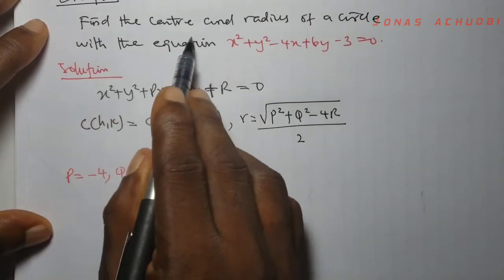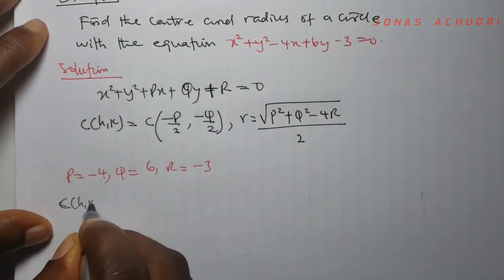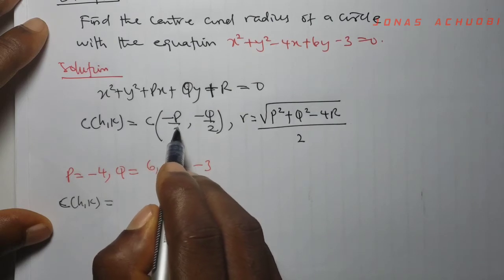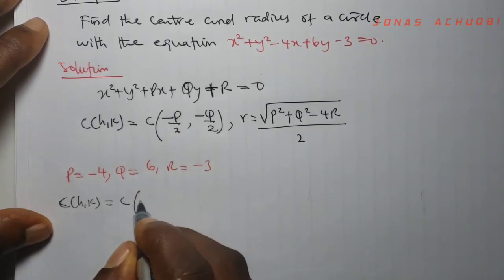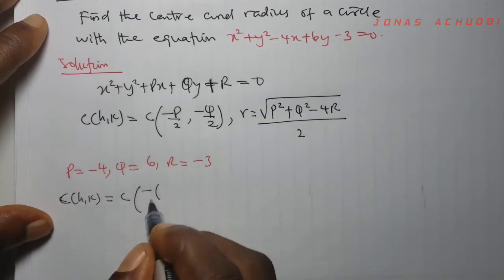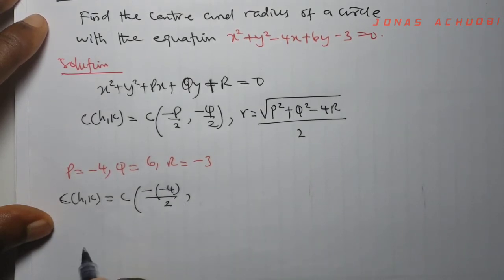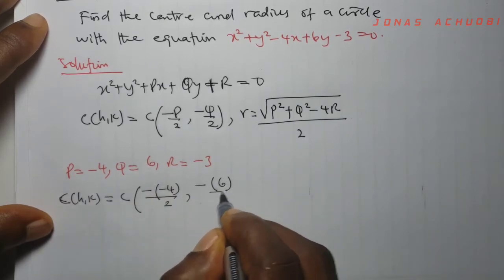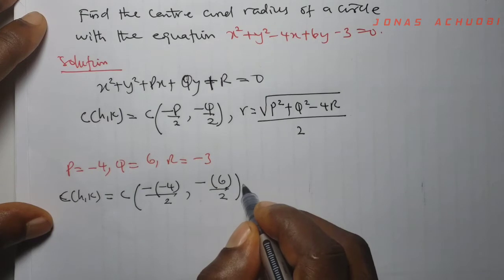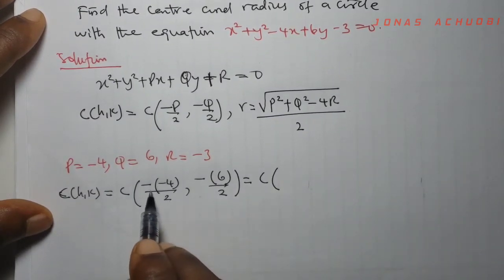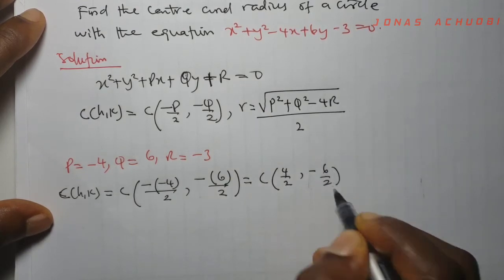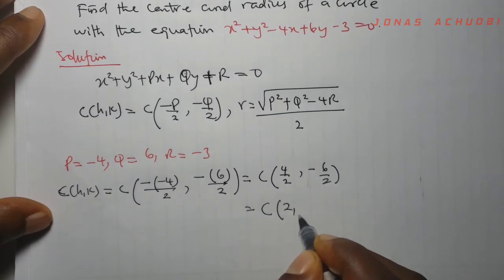So the center C with coordinates (h, k): the h coordinate is minus p over 2, and p is minus 4, so minus (minus 4) over 2, comma, and k is minus q over 2, where q is 6, so minus 6 over 2. If you compute this, minus times minus 4 is 4 over 2, comma, minus 6 over 2. That gives us the center to be (2, negative 3).